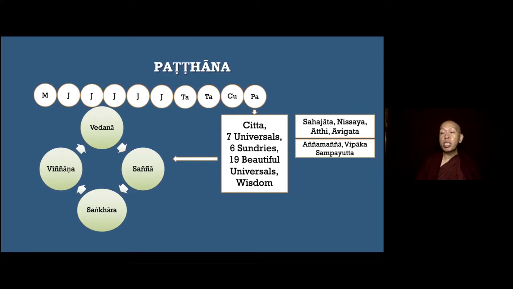So association means they will arise together, they will take the same objects, depending on the same base, and they will perish together. This is called Samyutta. So now we already know Sajata, Nisaya, Ati, Avikata, 4 conditions. After that, Anyamanya, Vipaka, Samyutta, 3 more. So altogether, 7 conditions. These are the basics of nama to nama relationship.